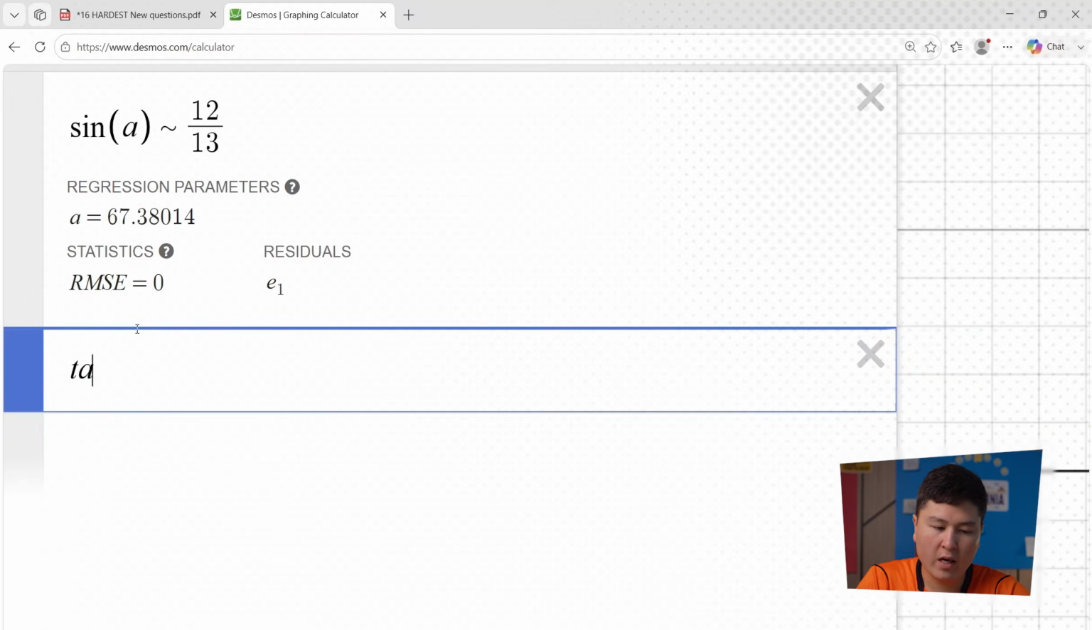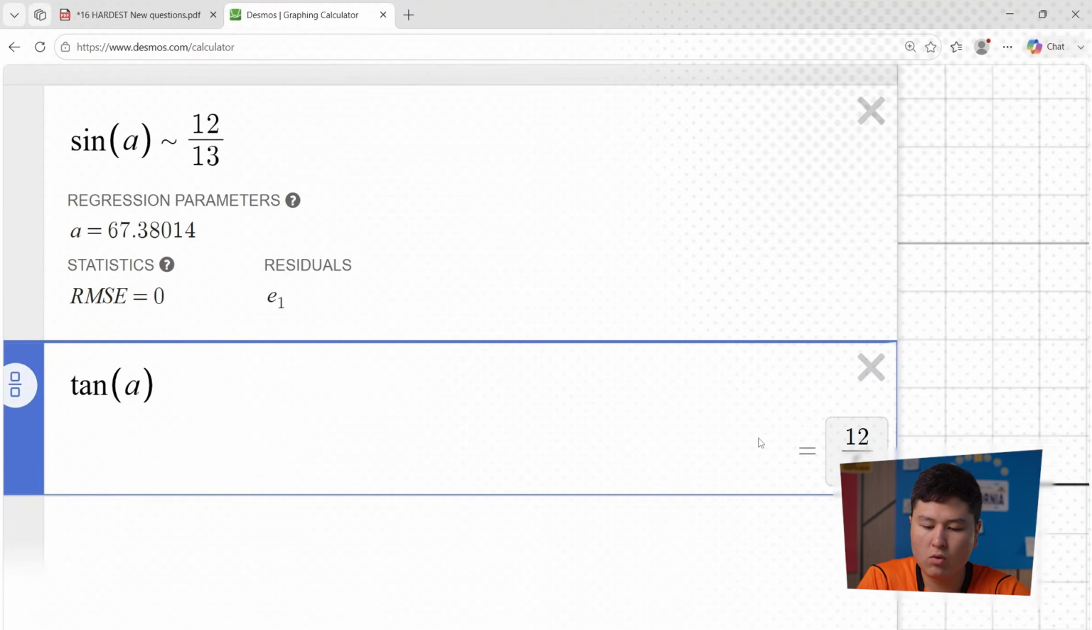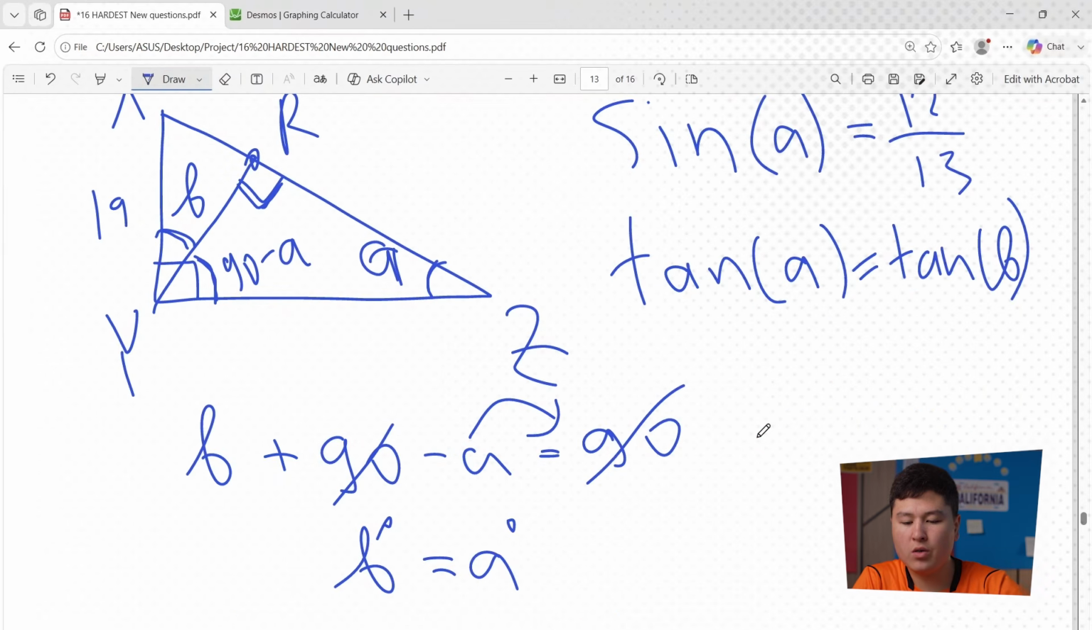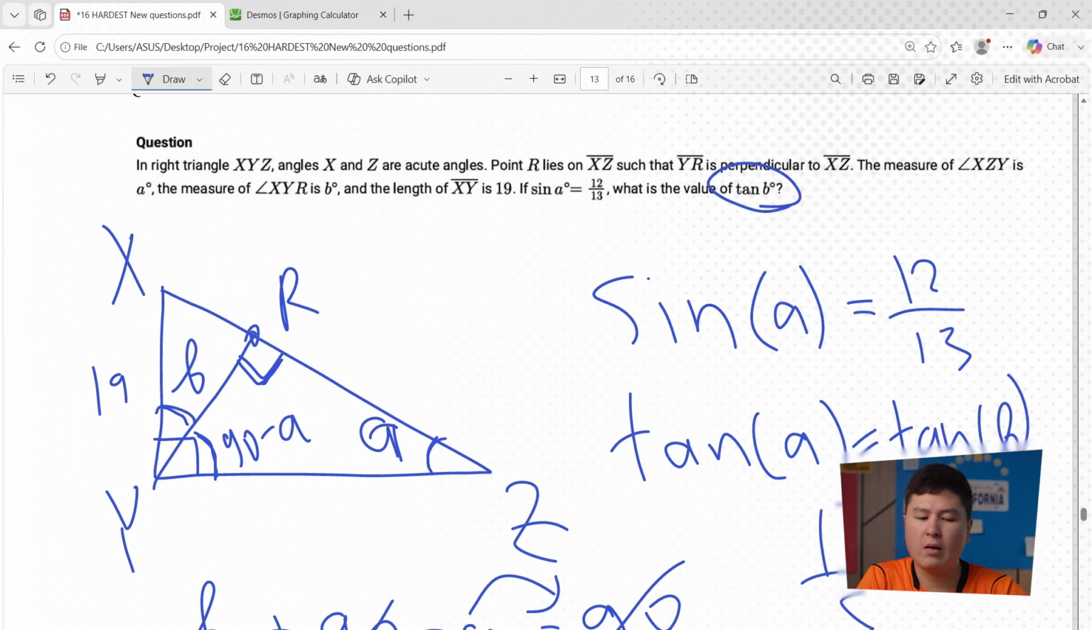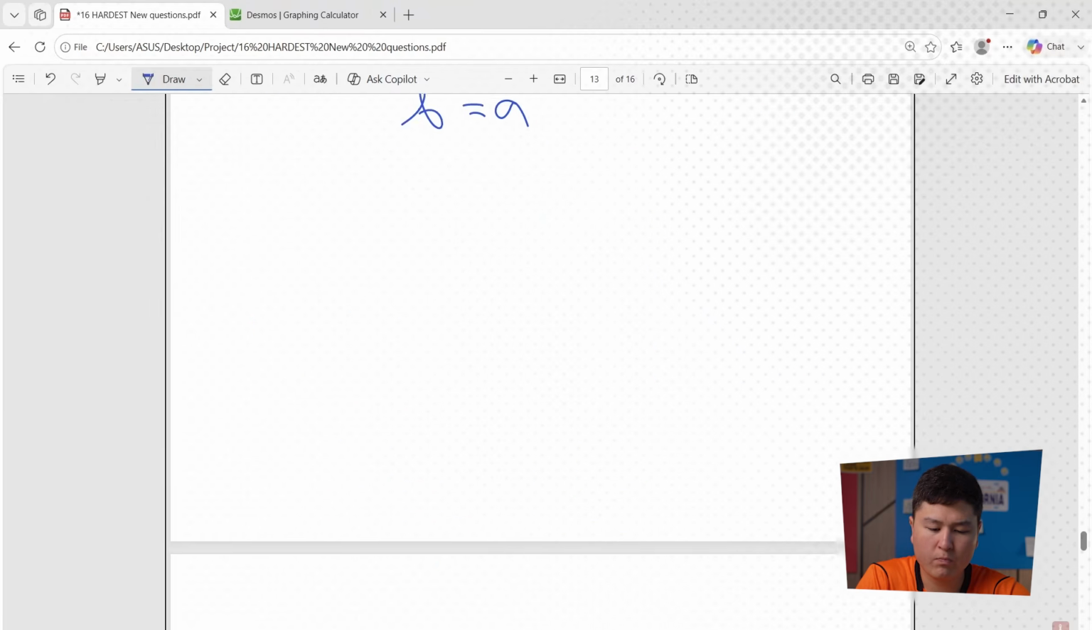And then we're having tangent A. So just write tangent A, and that is equal to 12 over 5. So the answer is 12 over 5. I'm not finding the side lengths or using SOHCAHTOA, that's all.